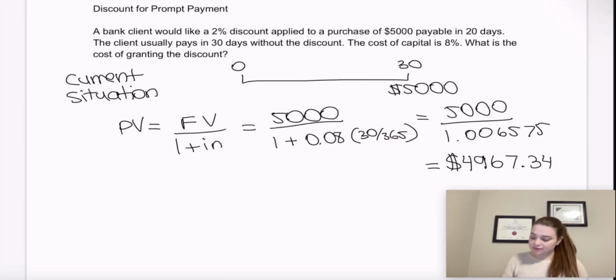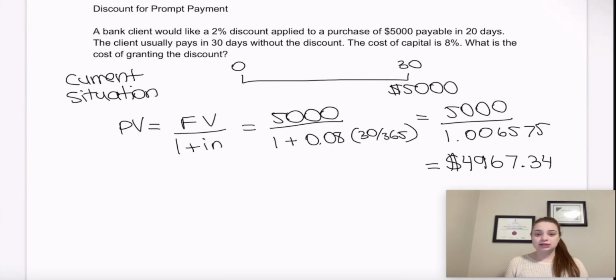Basically, according to this situation, the equivalent of getting $5,000 30 days from now is the same thing as getting $4,967.34 right now today in the present, given that the future value in 30 days is $5,000 with this cost of capital. Okay, so there we go. That's the current situation. Now we're going to go with the proposed situation.